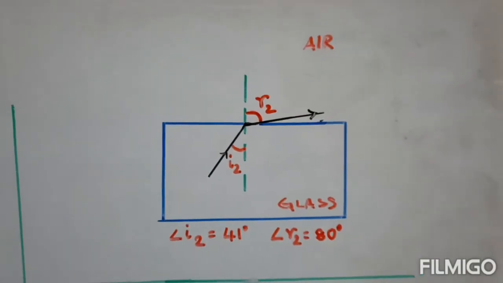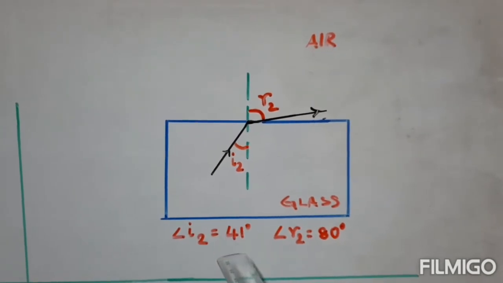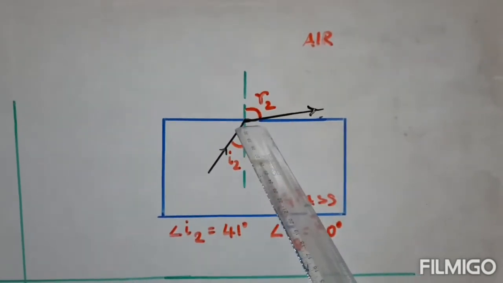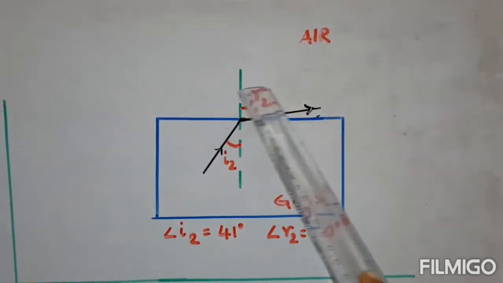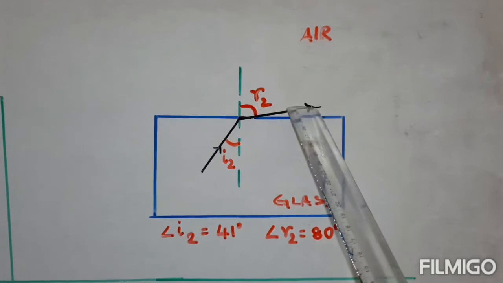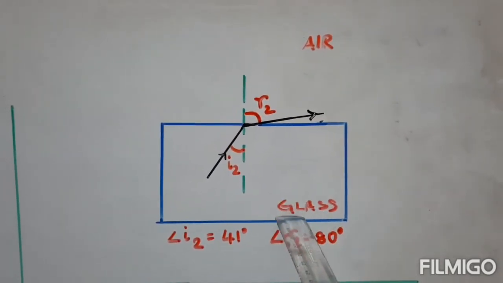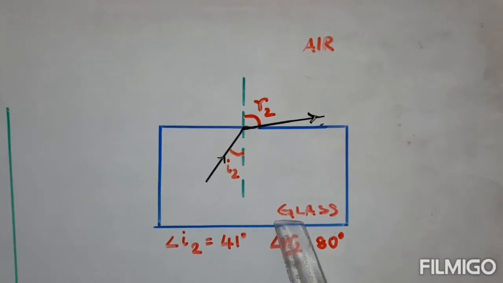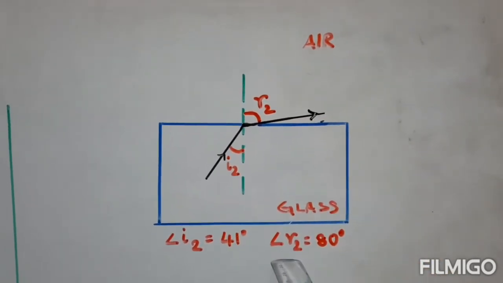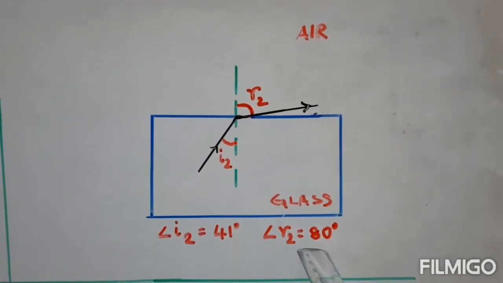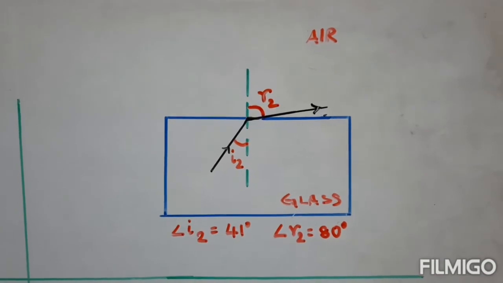In this second diagram, we can see that the angle of incidence is increased by 1 degree and the corresponding refracted ray is bending far away from the normal towards the surface of separation when it is traveling from the denser medium glass to the rarer medium air. The corresponding angle of refraction we can calculate and find out it will be nearly equal to 80.